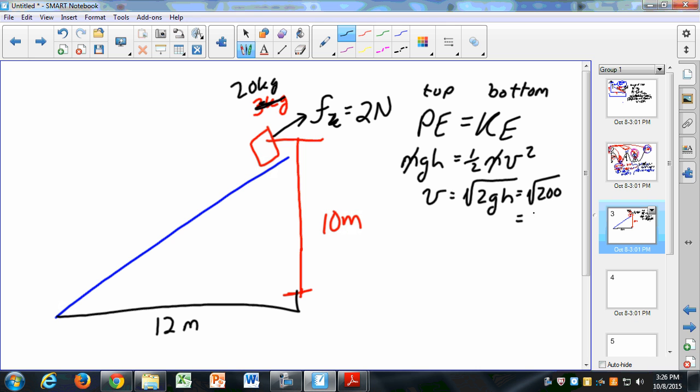Which is 14 meters per second. That's how fast it would go if there were no friction. But because I'm losing a little bit of energy as it goes down the inclined plane, I'm going to deduct that from this potential energy. So my potential energy minus the work that's done by the frictional force is going to equal the kinetic energy at the bottom.